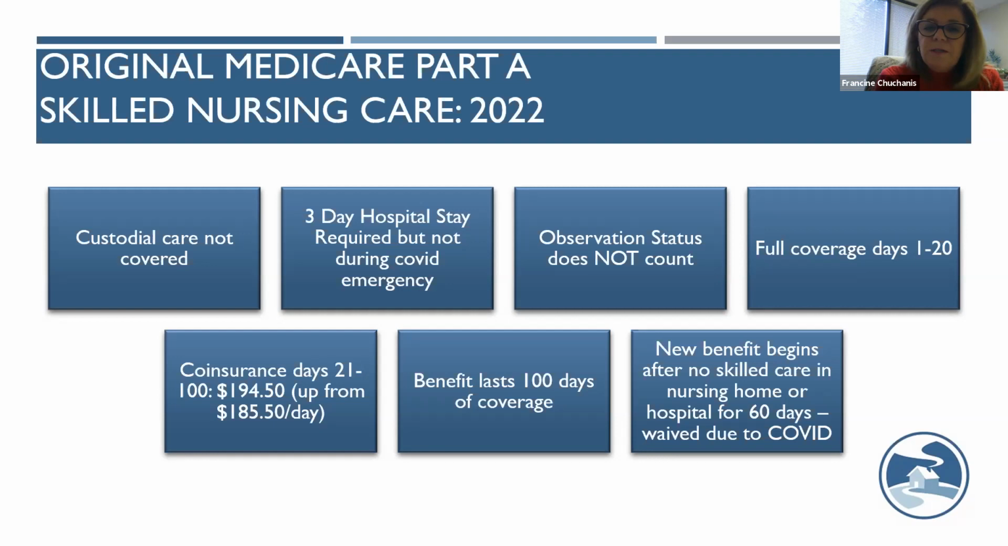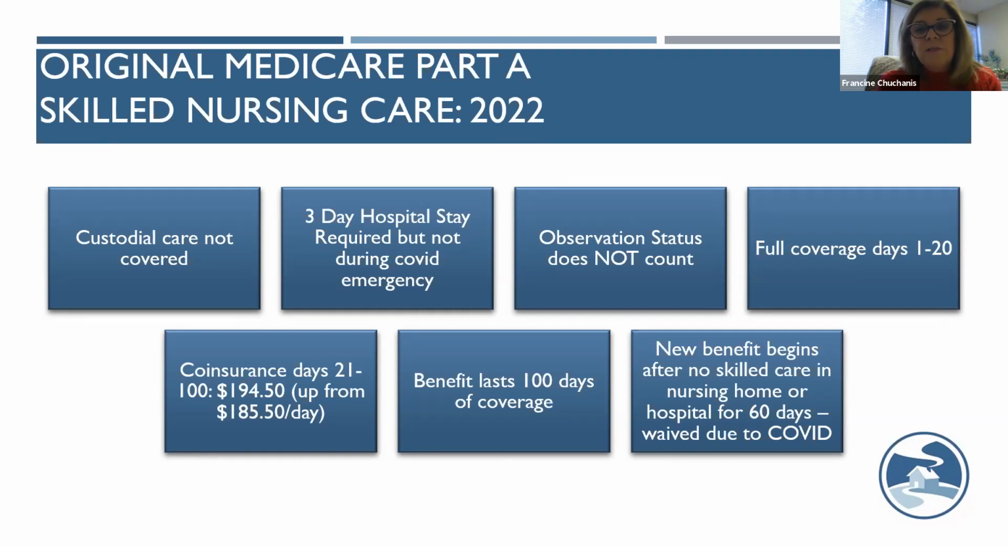So once a person enters a skilled facility for rehab, they are covered in full for 20 days. After day 20, if they still remain skilled, there is a daily coinsurance amount, and next year it will be $194.50 per day. And Medicare only covers skilled care up to 100 days.